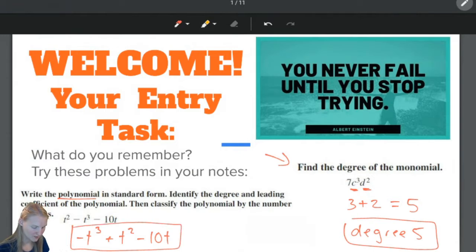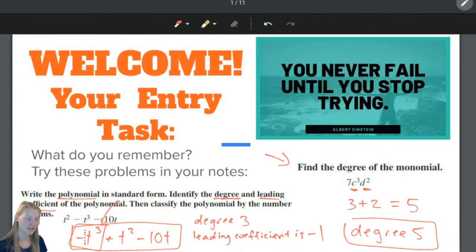Beautiful. We want to identify the degree. The degree is the largest exponent, which is 3. So we have degree 3. And the leading coefficient is the number in front of the variable in the first term. So that is negative 1. So leading coefficient is negative 1. And we're not done yet, because it says to classify the polynomial by the number of terms.